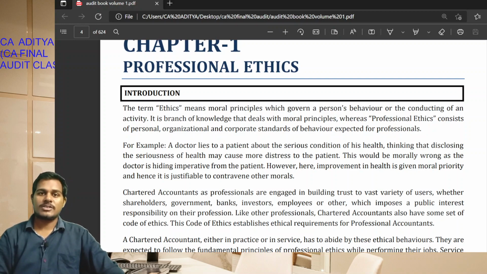Okay students, in the current class we are going to discuss the professional ethics chapter. Professional ethics classes are provided separately from the regular classes. This chapter is very important because at least 10 marks will come in the CA final auditing examination: 8 marks from theory and 2 marks from MCQs. So please listen carefully to this chapter, and you can get exactly 10 marks if you concentrate on it. Okay students, let's start the video.